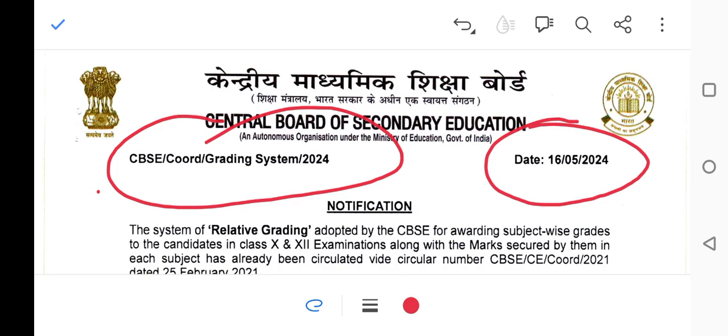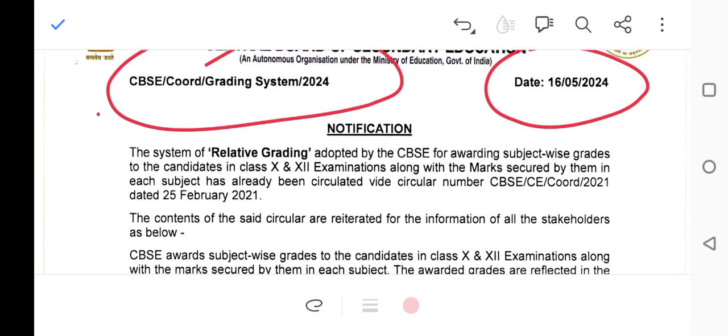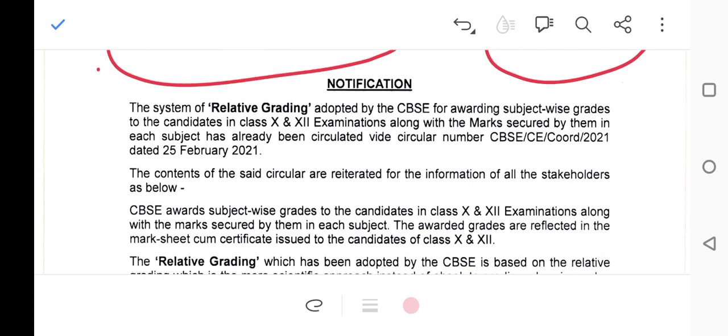When you look into your mark sheets issued by the CBSE after the announcement of the results, there are grades A1, A2, B1, B2, C1, C2 like this. So how are those awarded? Let's discuss here. This is the letter explained by the CBSE.